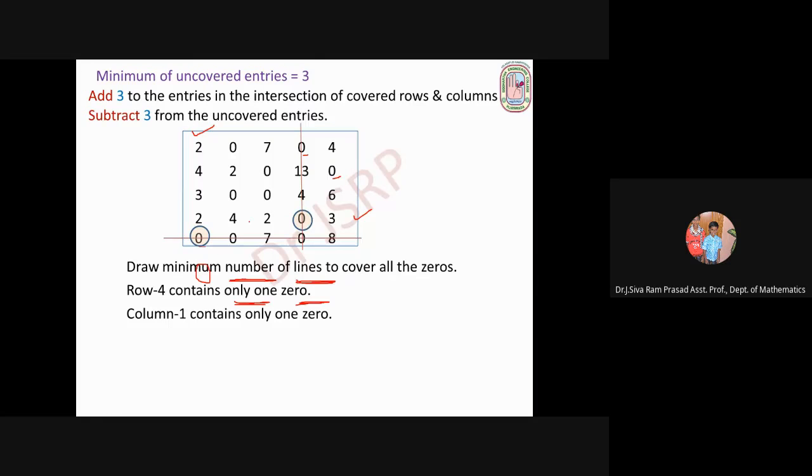Okay. Next, second column contains 2 zeros. Skip second column. Third column contains 2 zeros. Skip third column. Still there are zeros not covered by lines. Then again go for rows. First row contains only 1 zero. You have to remove this column. You have to observe these 3 and this one. So first row contains only 1 zero.